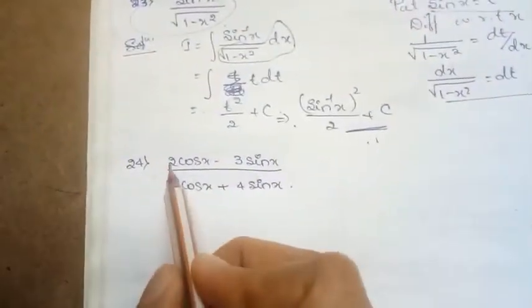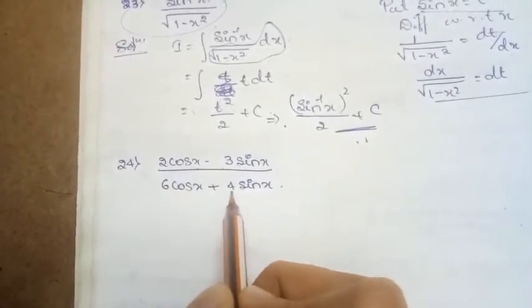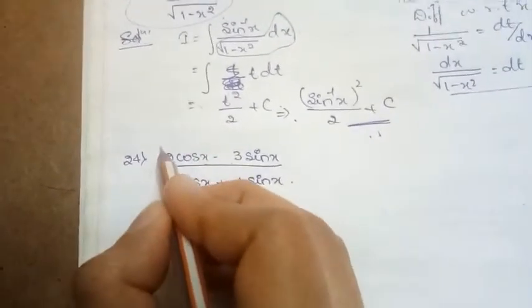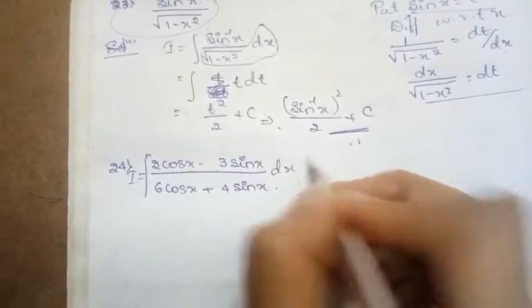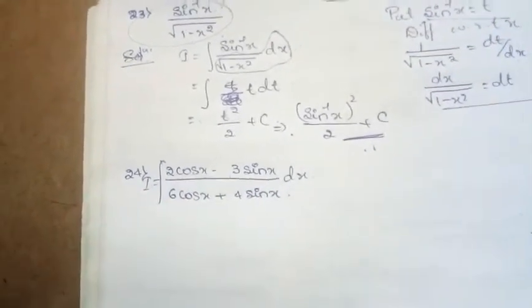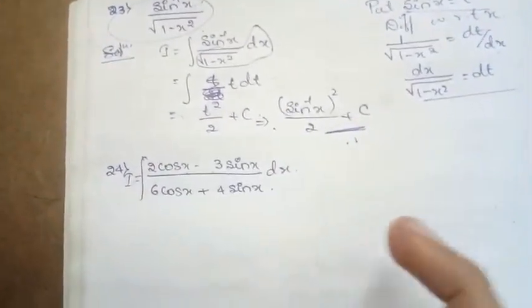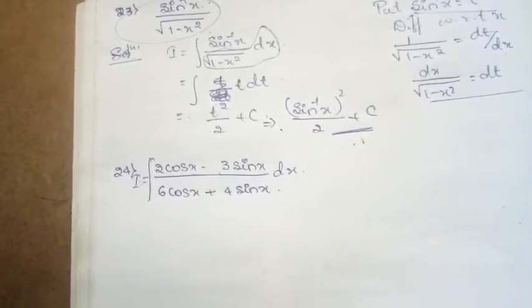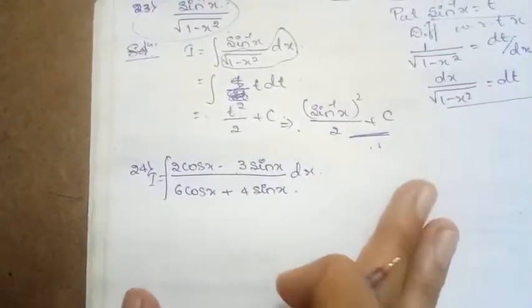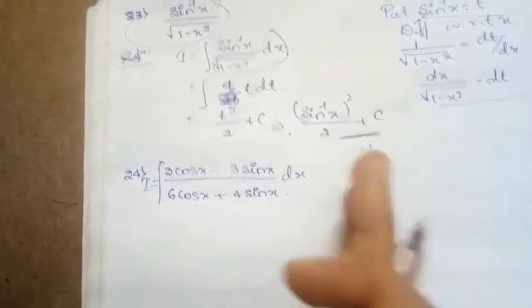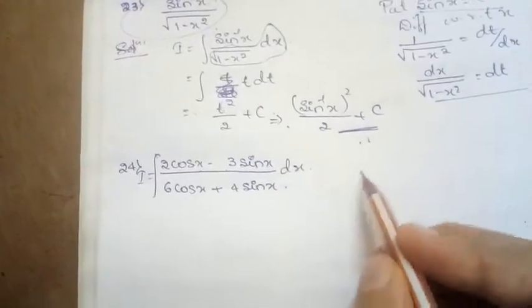The next question is the integral of (2 cos x minus 3 sin x) divided by (6 cos x plus 4 sin x). First I will take I is equal to the integration of the given integrand into dx. Now here starts the substitution. But before moving into the substitution, just look into the question and see how we can simplify it. First we should get that idea by looking into the question.